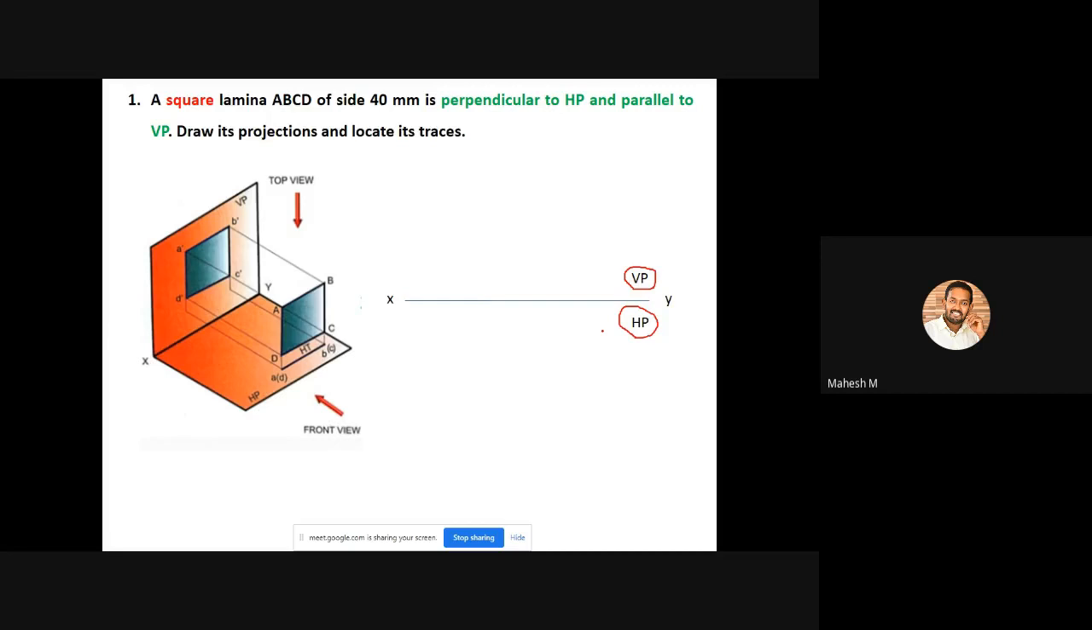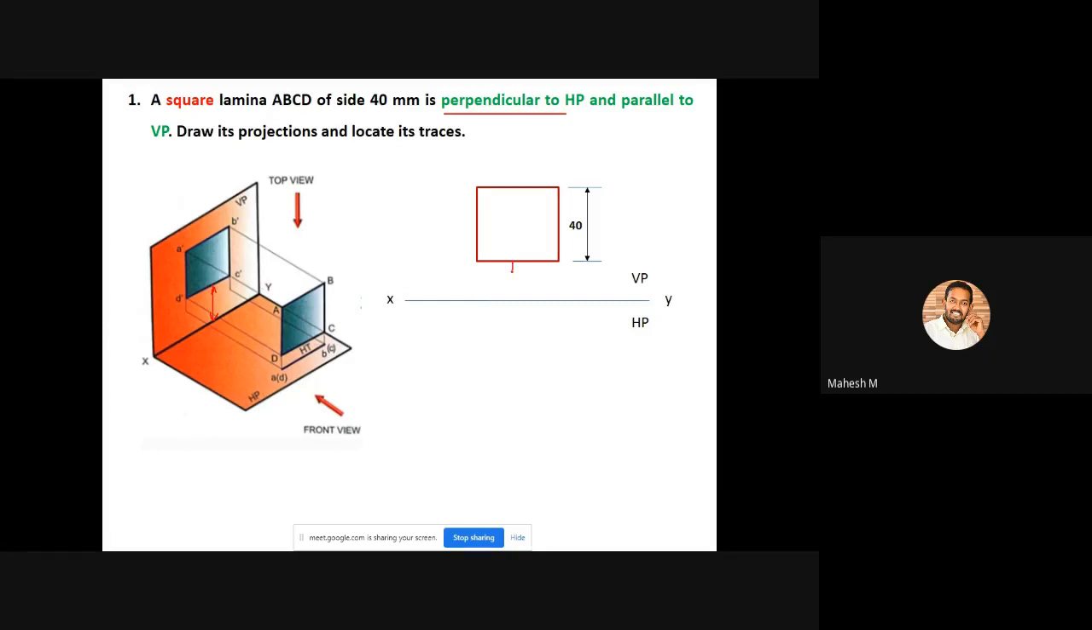Next, you can create a front view with a side value of 40 mm square. Because the side value is 40 mm, and also the condition is perpendicular to HP and parallel to VP, we will be having a front view like this. And also in some problems they will give you the value, that means the height difference between the reference line. So it will be available in our both inclined condition. So here it is not mentioned.